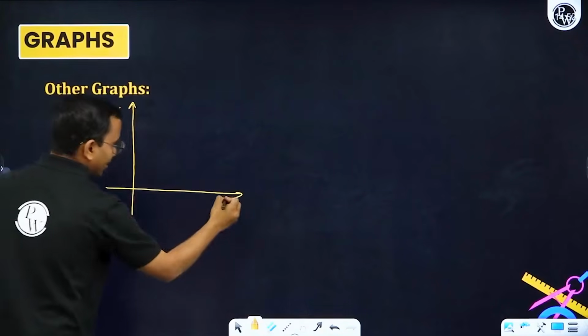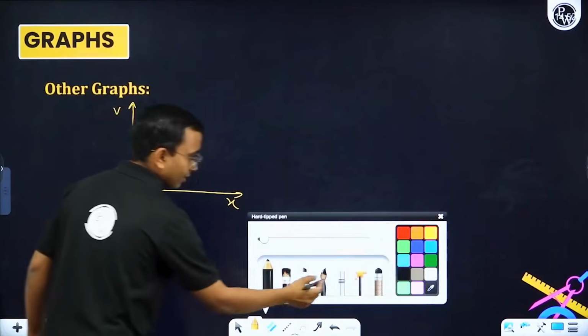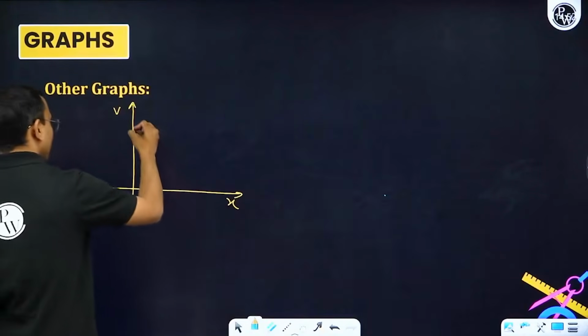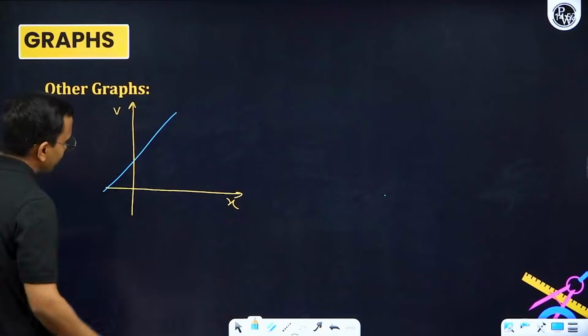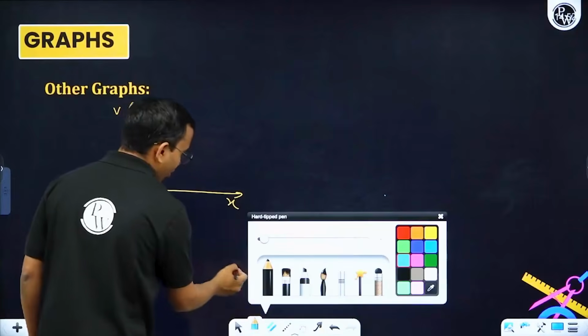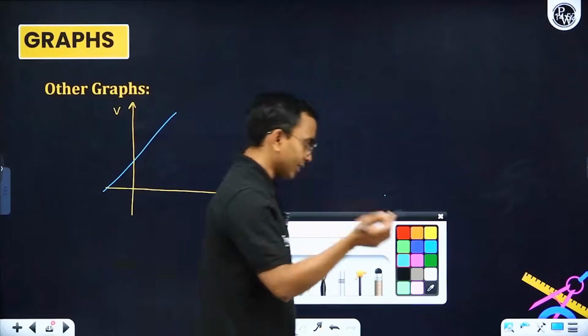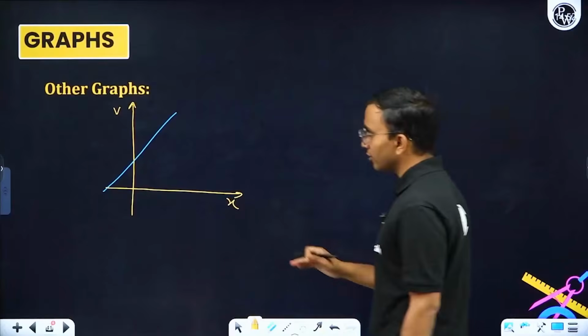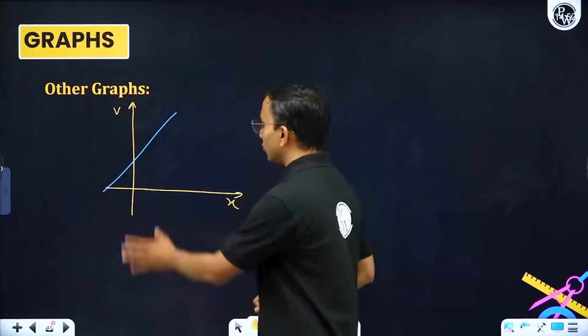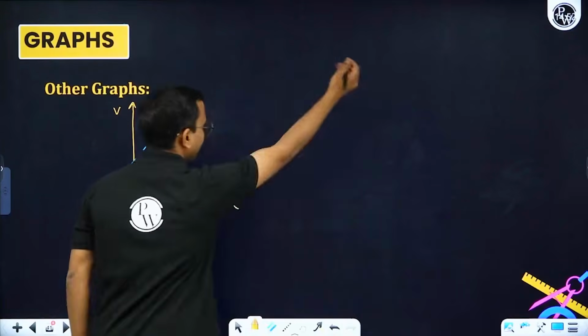Let us take some Vx curve that is given, and the shape is something like this, and then you need to draw the Ax curve or anything like that. So what you need to do in these types of cases is just go with the core concepts. First of all, write the equation of this curve.